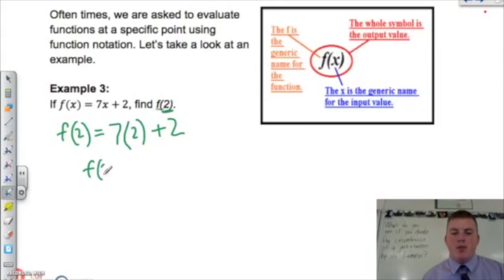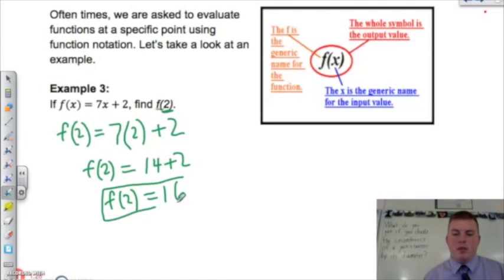So the f of 2 again is just going to stay f of 2, and we're going to multiply 7 times 2 and get 14, and then we have to add 2. So again, still just leaving this as f of 2, it's going to equal 16. So we were asked to find f of 2. We see now that f of 2 is equal to 16. It's just like one of the ones from Unit 1 where we're plugging in for the variable. We're doing the exact same thing here.